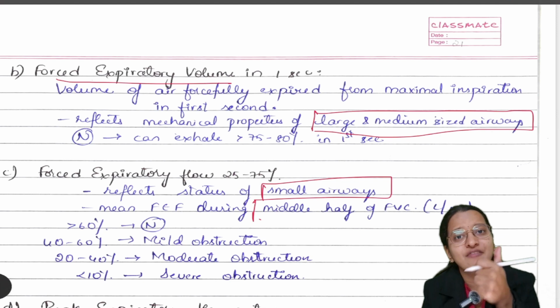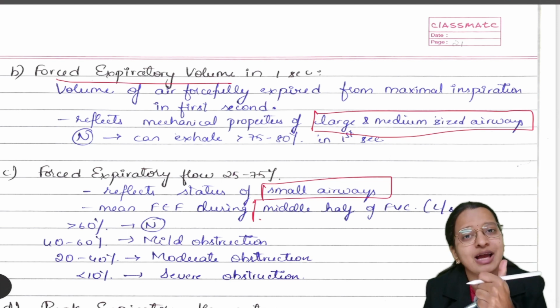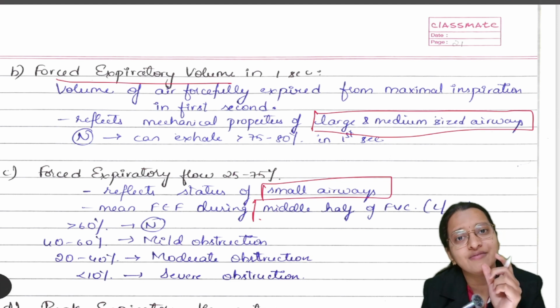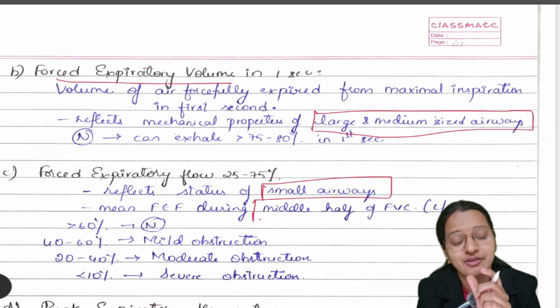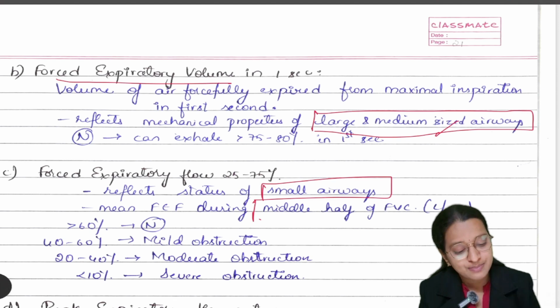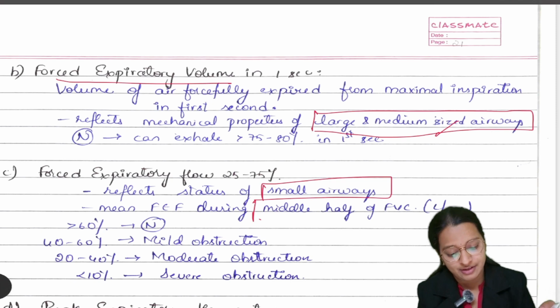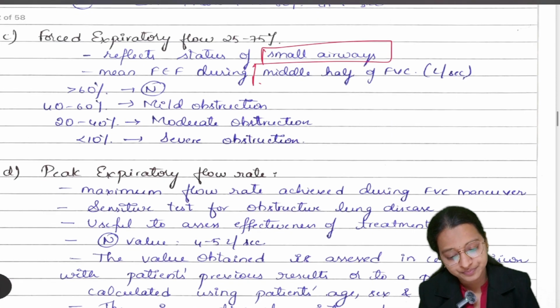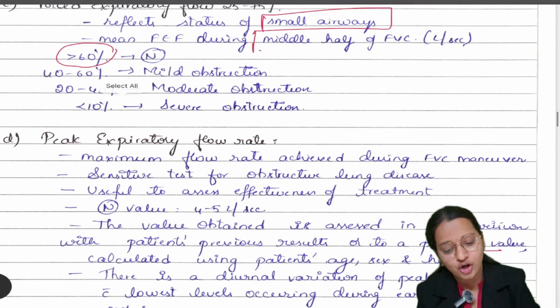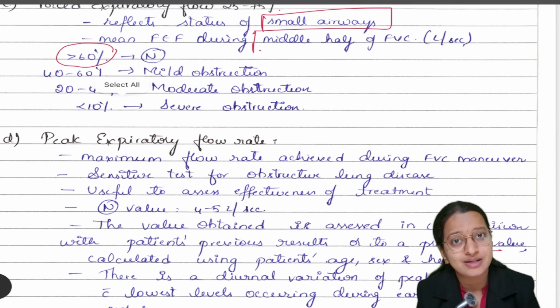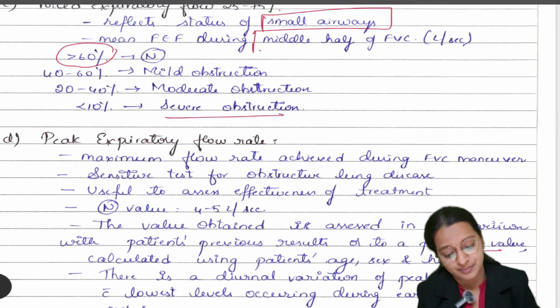Okay. First you have done the FVC maneuver. You have calculated FVC. Now you are seeing in the first second, which is FEV1, which represents large and medium airways. The remaining ones are small. For that, you'll be seeing forced expiratory flow at 25 to 75%. Okay. So the normal would be greater than 60%. If it is less than 10%, it is severe obstruction.